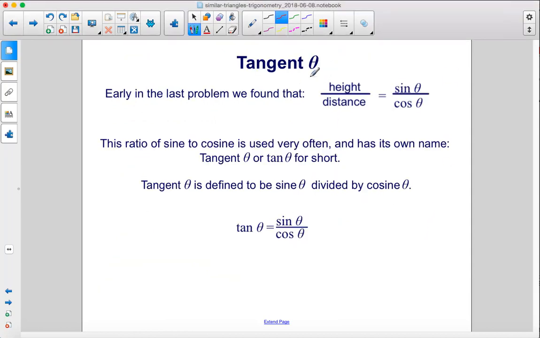Tangent theta. Early in the last problem, we found that height over distance equals sine theta over cosine theta. This ratio of sine to cosine is used very often and has its own name, tangent theta, or tan theta for short. Tangent theta is defined to be sine theta divided by cosine theta. Tangent theta equals sine theta over cosine theta.